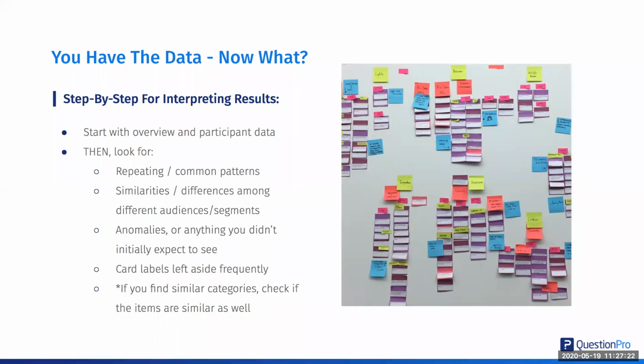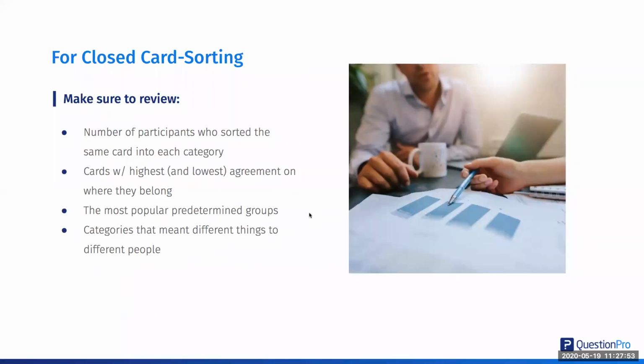And then lastly, if you notice that some card labels are left aside more frequently than others, review those. Determine whether it's because the card labels were unclear or if the content itself just doesn't fit with the rest of the categories. A card like this would represent an outlier. So maybe that's information that you no longer need as part of your inventory or as part of your website. So let's dive deeper into the analysis.